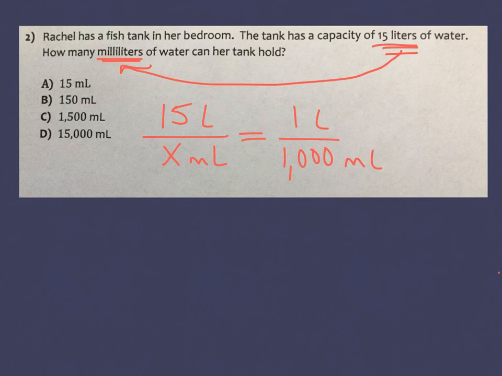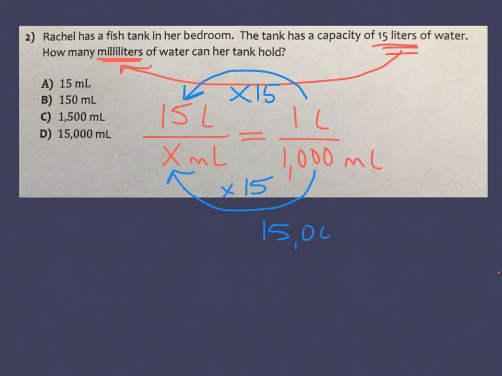I can now use a proportion solving strategy. And this time I'm going to use between. I'm going to go from 1 to 15 by multiplying by 15. So I'll go from 1,000 to our unknown value by doing exactly the same thing. 1,000 times 15 is 15,000. 15,000 milliliters. And is that an answer choice? It sure is. Answer choice D.